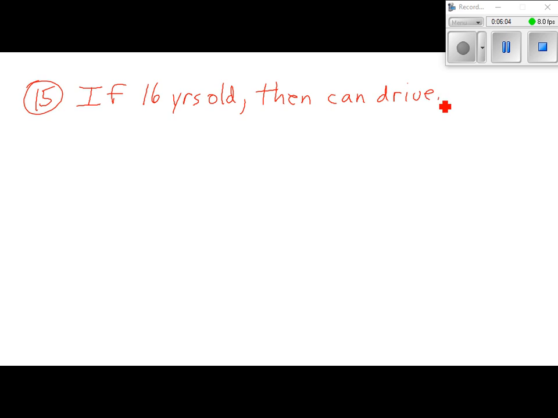On that, 16 years old, this is the hypothesis. That's the conclusion. And let's see if that's one of the answers down there. It looks like letter B.